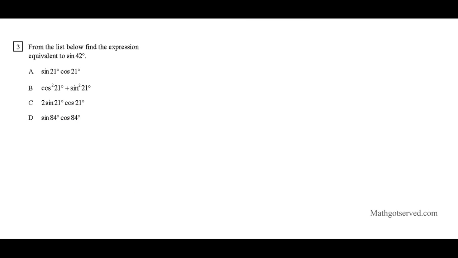It says from the list below, find the expression equivalent to sine 42 degrees. When we take a look at these angles, the first A, C, and D look like the double angle identity. This is the Pythagorean identity. But if you notice, the angles are being halved here, so it looks like we're going to be using the double angle identity. So what's the double angle identity for sine? Sine 2 theta equals 2 sine theta cosine theta. If you look at these options, you can obviously see that the answer is C without doing any work.